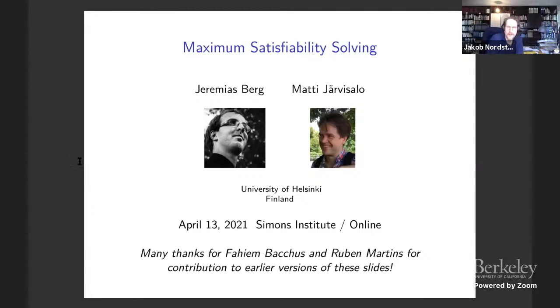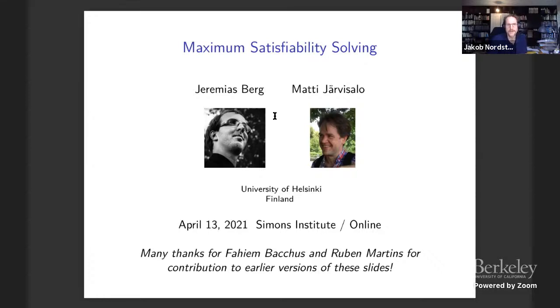So today we're in the Beyond Satisfiability seminar series. And perhaps one of the smallest steps beyond SAT is to take a SAT formula plus an objective, for instance, satisfying as much of the formula as possible. This is known as maximum satisfiability solving or MaxSAT solving. It's a rich paradigm that captures many problems that we know and love.